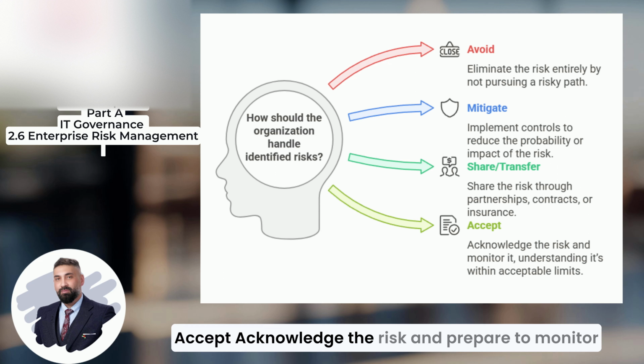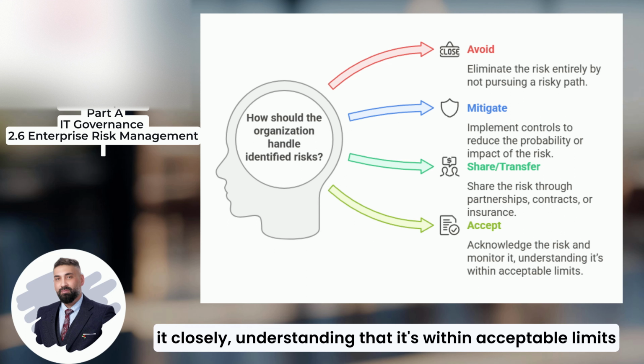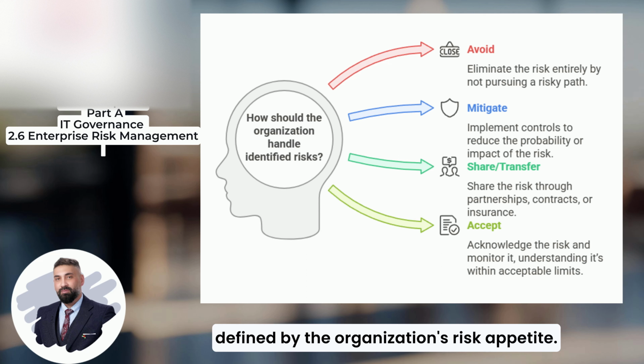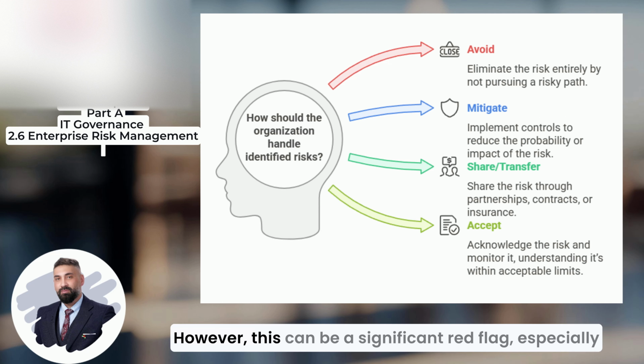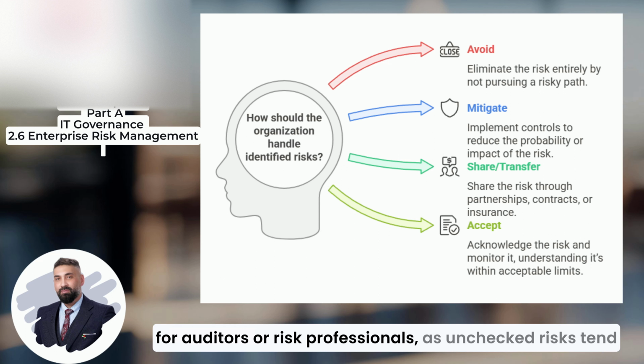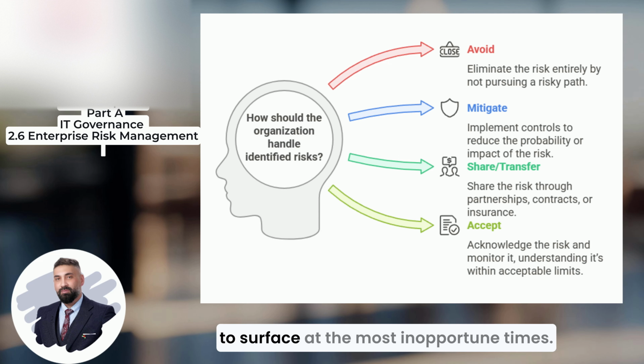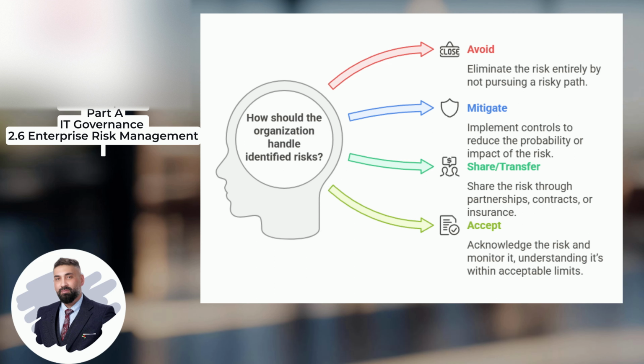Accept. Acknowledge the risk and prepare to monitor it closely, understanding that it's within acceptable limits defined by the organization's risk appetite. Sometimes risks are outright ignored, whether intentionally or due to oversight. However, this can be a significant red flag, especially for auditors or risk professionals, as unchecked risks tend to surface at the most inopportune times.